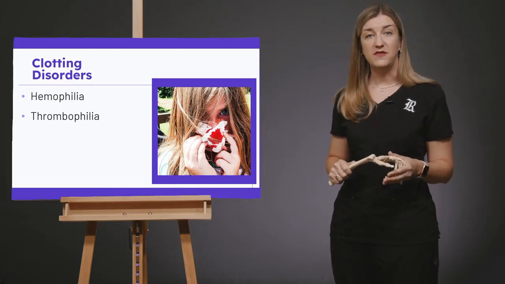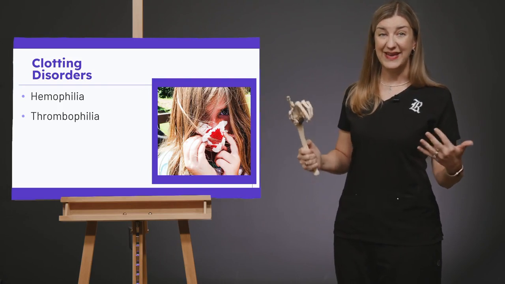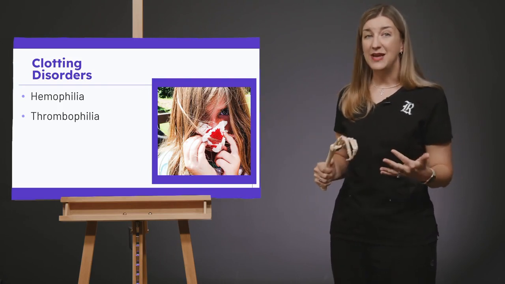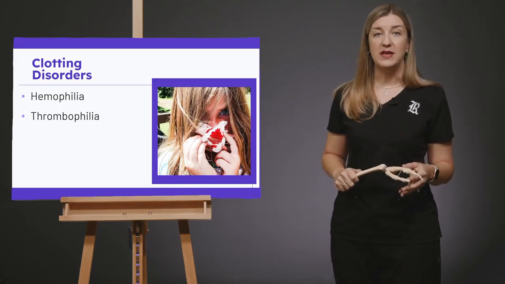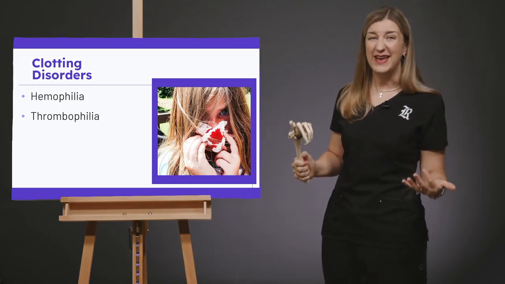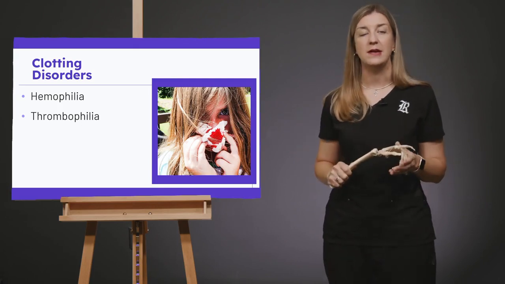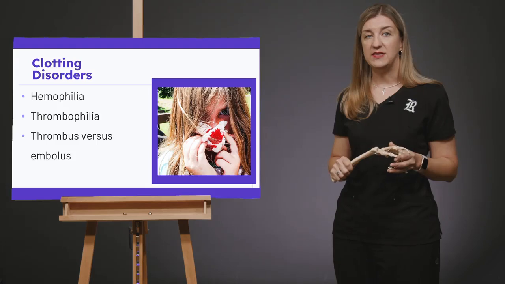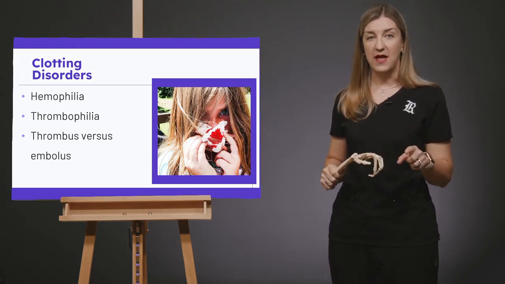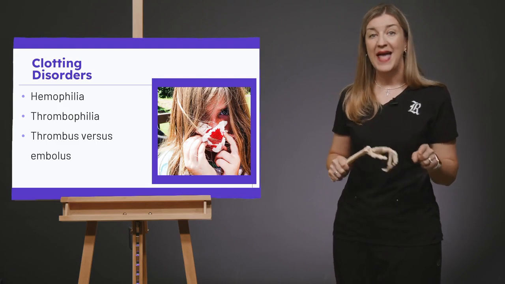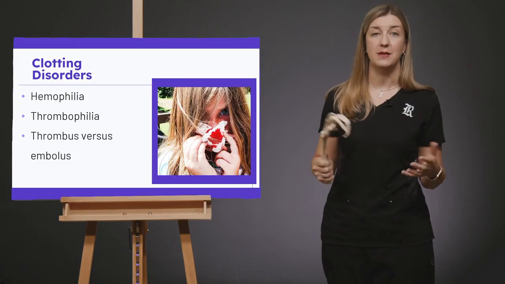The opposite of hemophilia is thrombophilia. Thrombophilia is when your blood forms clots too easily. These clots can cause major issues by blocking blood flow through the blood vessels. In thrombophilia, clots tend to form too frequently and at inappropriate times, aka not in response to injury. It is important to understand the difference between a thrombus and an embolus. A thrombus is a clot that is formed in the lining of a blood vessel. An embolus is a thrombus that has broken free and is now circulating in the bloodstream.